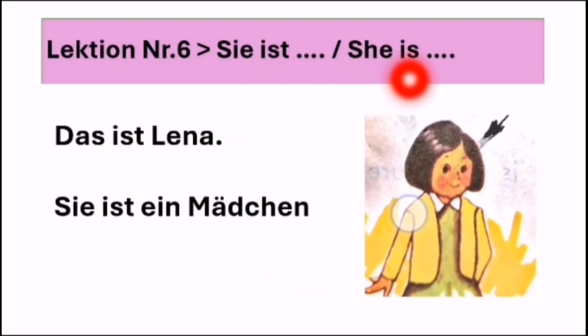Sie ist, she is, okay? Das ist Lena. This is Lena. Sie ist ein Mädchen. She is a girl. Okay, das ist Lena. Sie ist ein Mädchen.